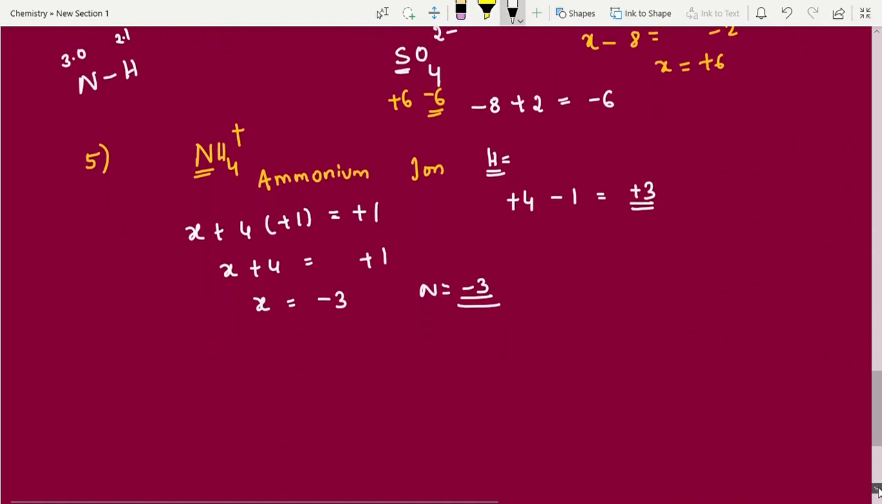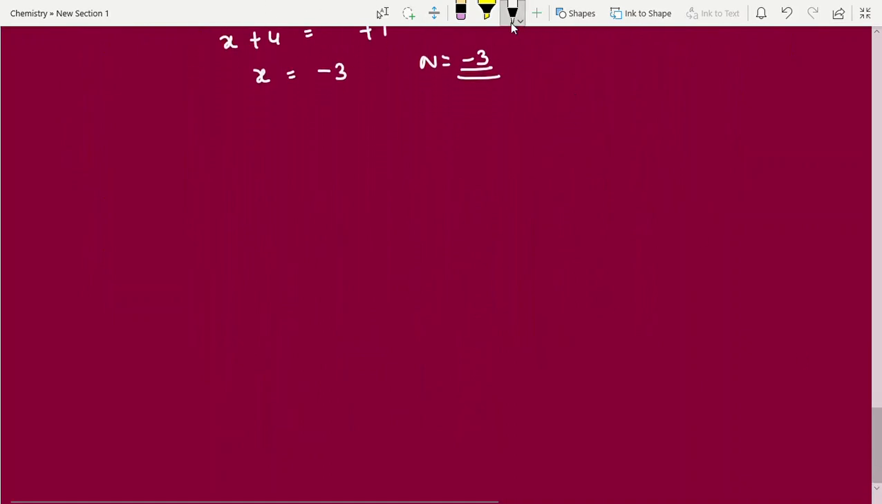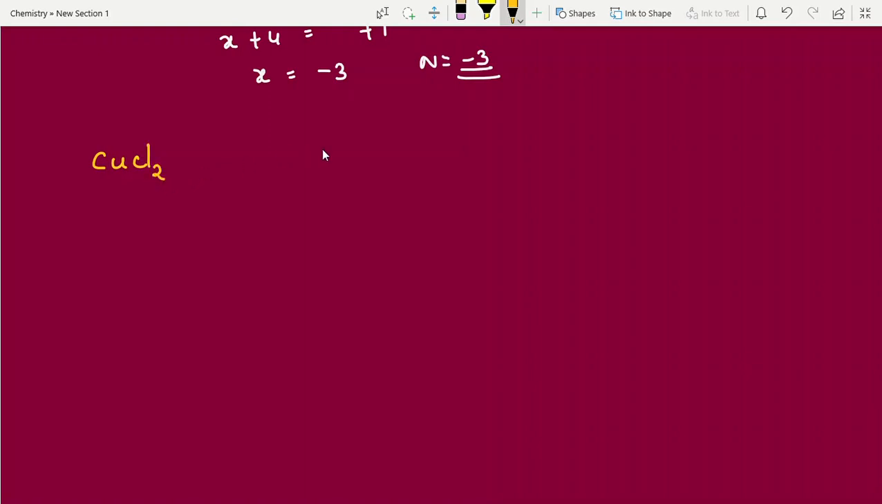Okay, so now next question. If you are confused about the second method, leave it. Go for the first method. Now, next question. Here I am giving CuCl2. Next one, HClO3. Next, HClO4. Okay, calculate the oxidation state. This is -2. This is +2. Each chlorine is -1.